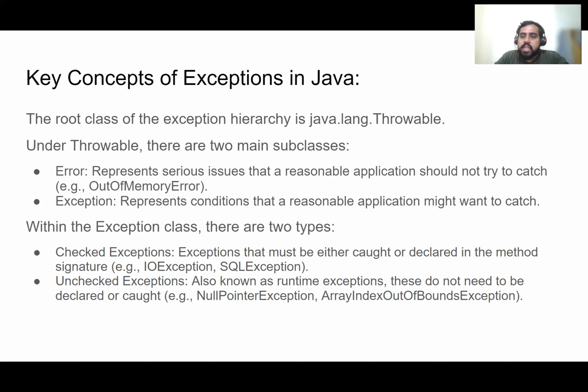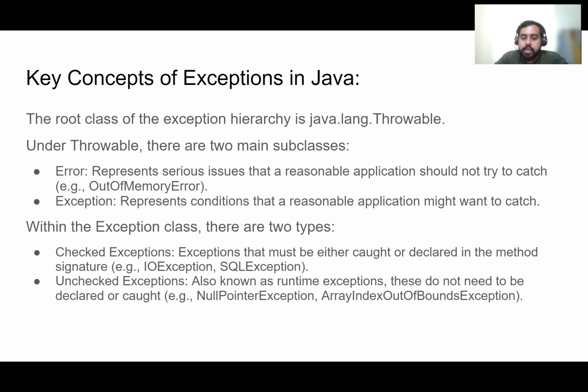So we'll only consider Exception; we'll not worry about Error, because as a developer we can't do anything about that unless we have appropriate machines that avoid that error. We'll have the Exception class, and under this Exception class we have two more subclasses: one is checked exception and the other is unchecked exception.